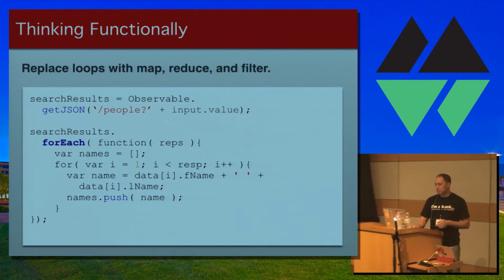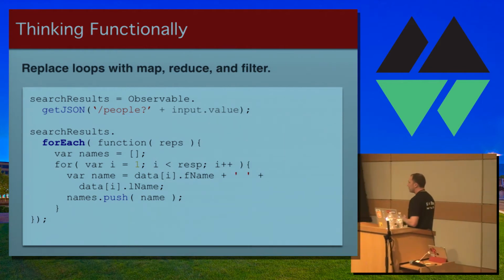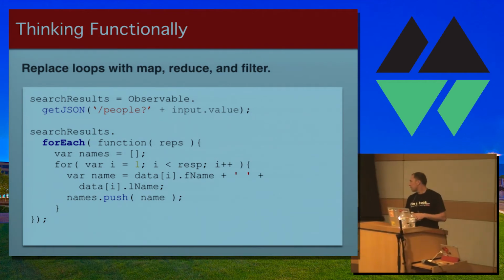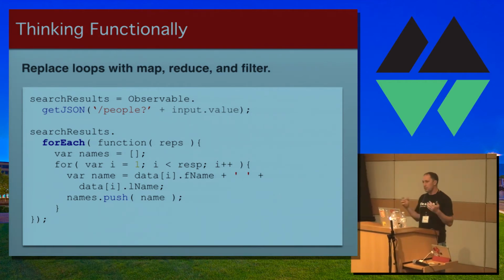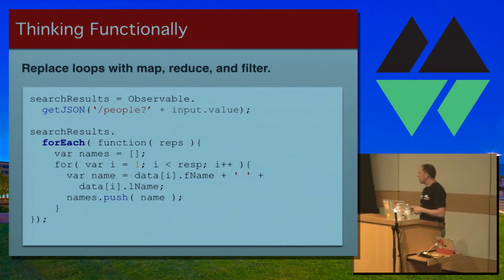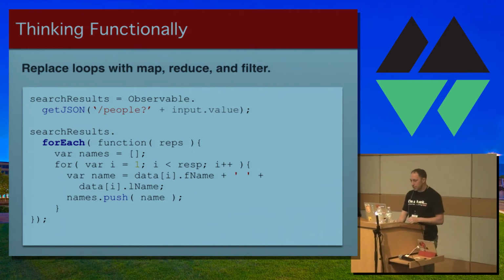We could get this search results observable and then start forEaching over them. And then inside of our forEach, we're going to use our old style imperative array loop to go through those and create that new array. But we've got a lot of state in here. We're creating a new variable and we're pushing to it. So it's not really the best way to do it functionally.